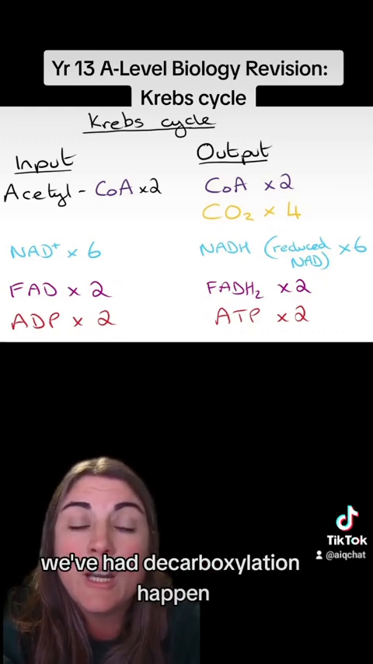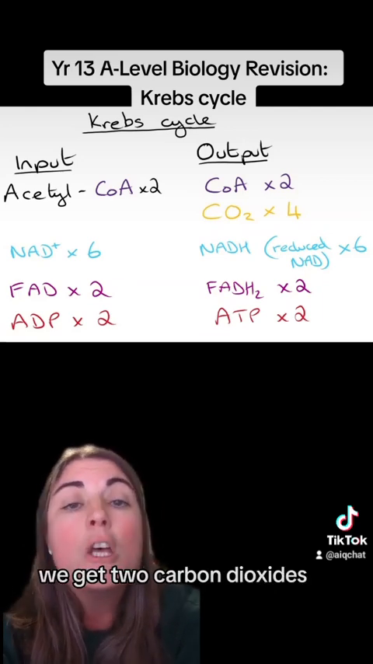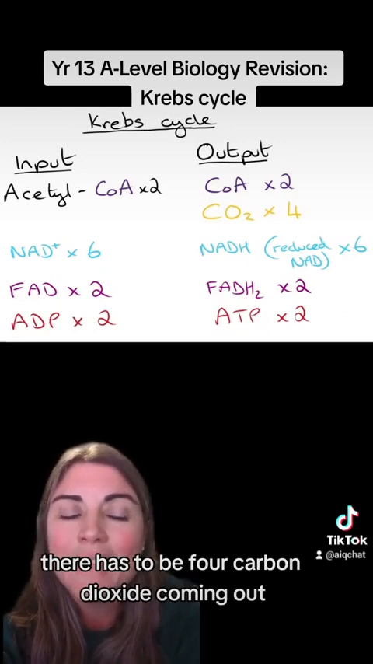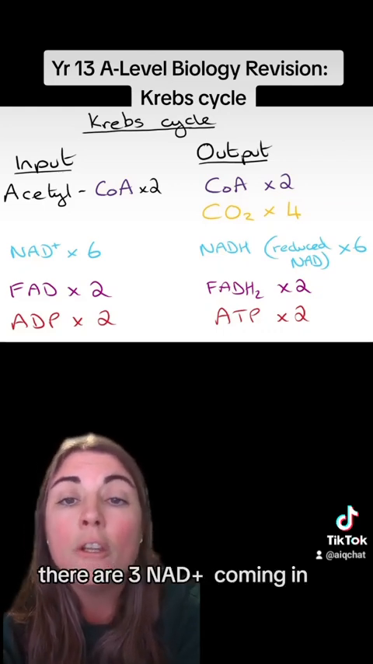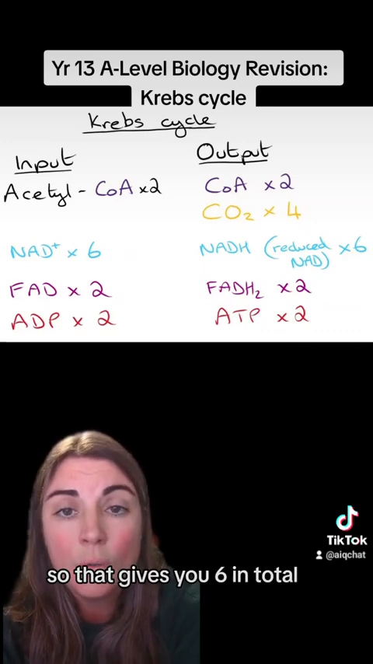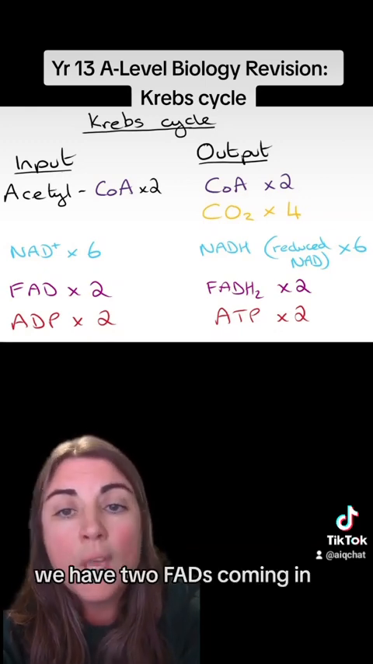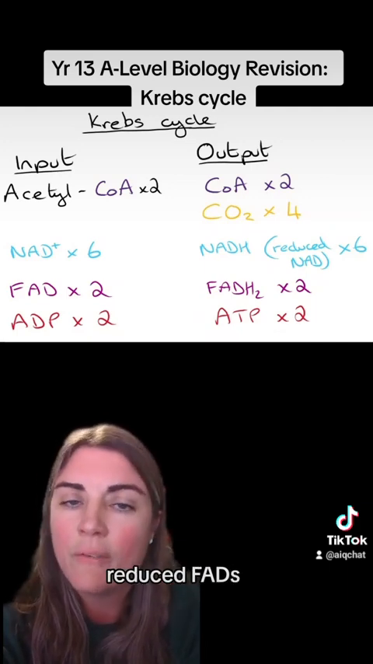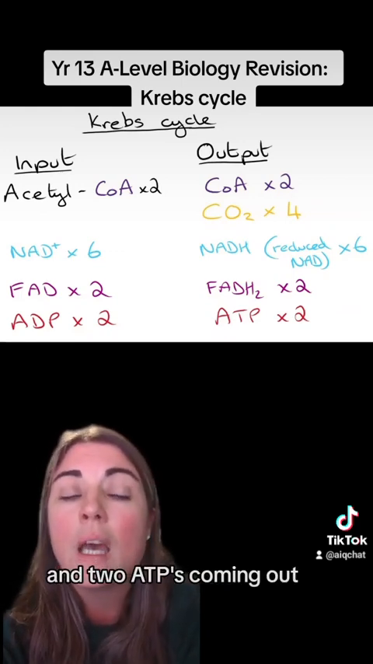We've had decarboxylation happen. For every 1 acetyl group coming in, we get 2 carbon dioxides. So therefore, because we have 2 coming in for the Krebs cycle with 1 glucose molecule, there has to be 4 carbon dioxide coming out. Now, remember the Krebs cycle happens twice. There are 3 NAD pluses coming in. Now that's times 2, so that gives you 6 in total. So we have 6 reduced NADs leaving the Krebs cycle. We have 2 FADs coming in, therefore 2 FADH2s coming out, reduced FADs. And we have 2 ADPs coming in and 2 ATPs coming out.